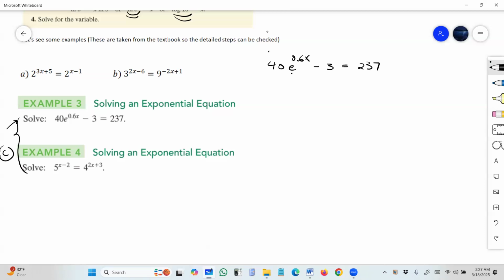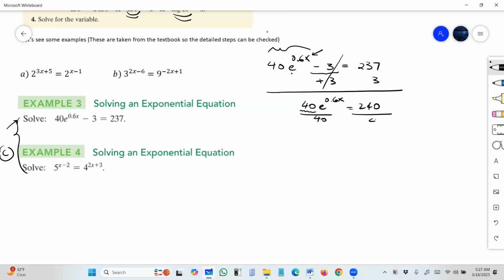So here's the expression where I have the base, where the exponent is. I have to isolate this expression. So the negative 3 cannot be here. So I'm going to add 3 to both sides. All right. Okay. So now it's isolated. So we begin the process. So the very first thing I have to do is divide both sides, because this number cannot be here. So I have to divide both sides by 40.